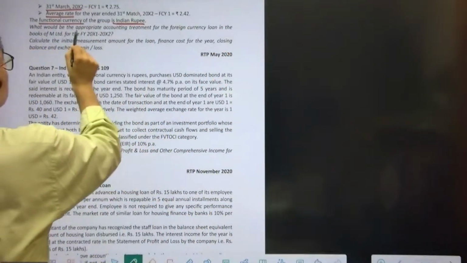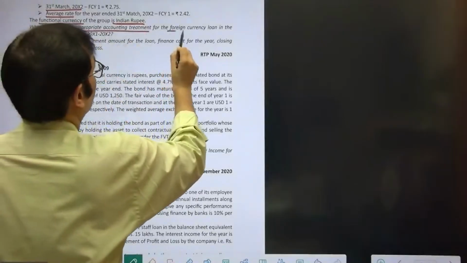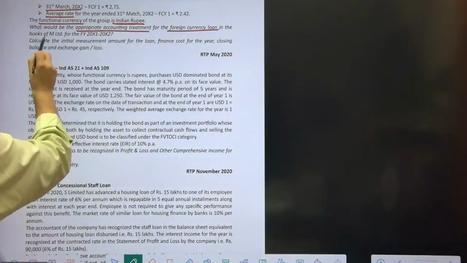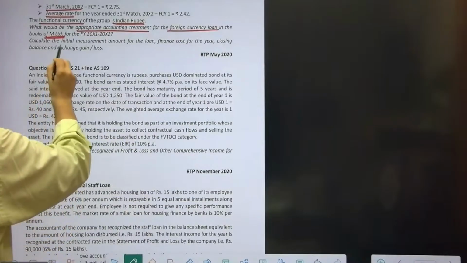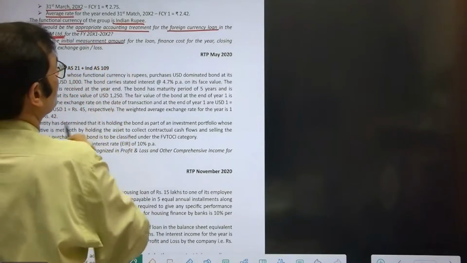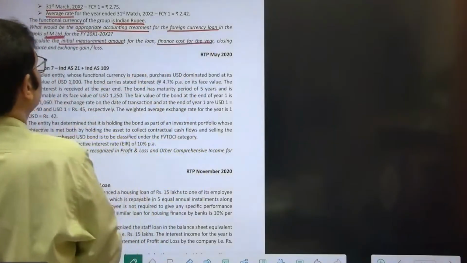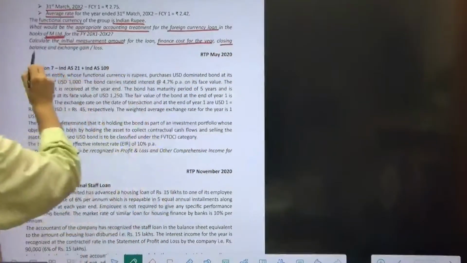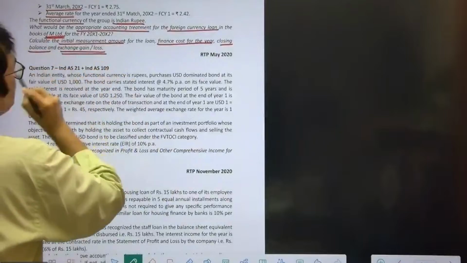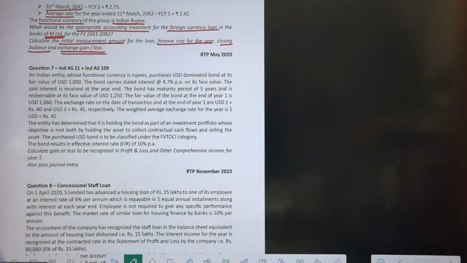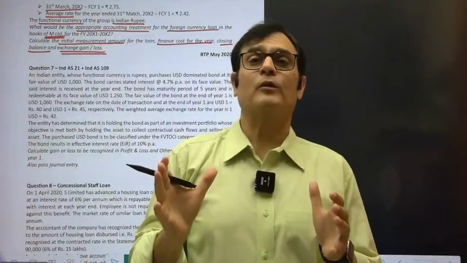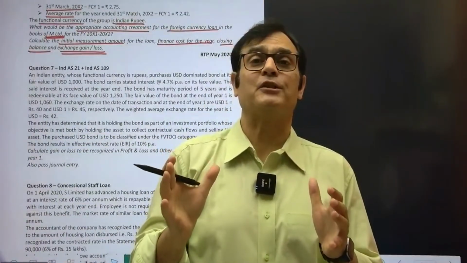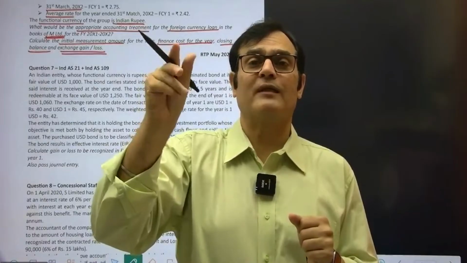What would be the appropriate accounting treatment for the foreign currency loan in the books of M Limited? So M Limited, it is already a financial liability. Calculate the initial measurement amount for the loan, calculate the finance cost for the year, and calculate the closing balance, and also calculate the exchange gain or loss. I hope you're very clear with the concept after reading the question. The question is purely on financial instruments, financial liability, with the concept of foreign currency Ind AS 21 blended. And there is no problem.